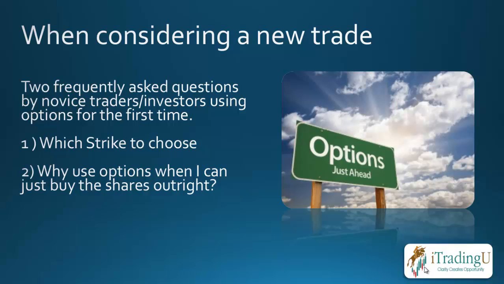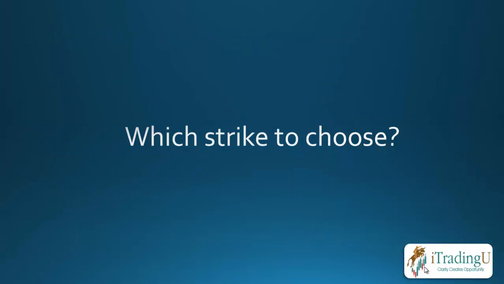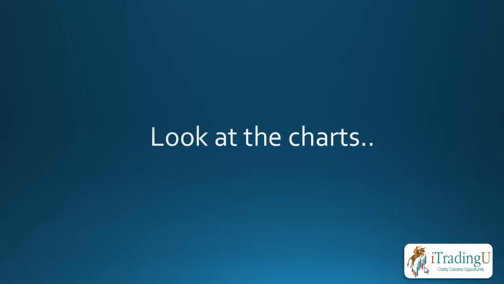The two frequently asked questions are the following. Which strike do I choose when I want to buy an option? And the second question is, why do I use options in the first place? Why don't I just buy the shares outright? So let's look at this a little bit in more detail. Which strike do you choose?